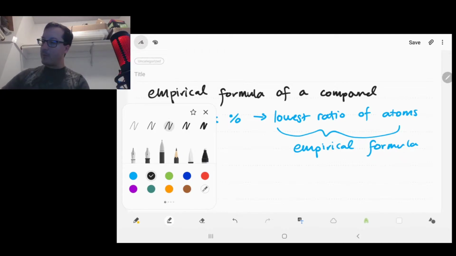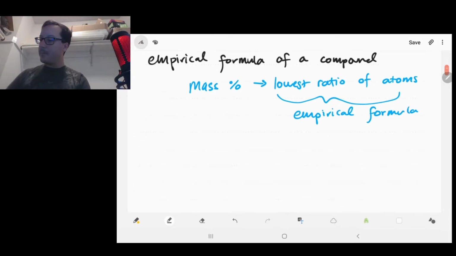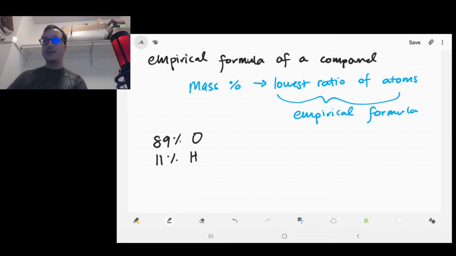And how this might work, if we were to take a look at something like maybe 89% oxygen and 11% hydrogen, which they determined experimentally. We'll say a compound they determined their mass percents to be these. And so what we're going to be able to do is figure out how to get this into a formula.